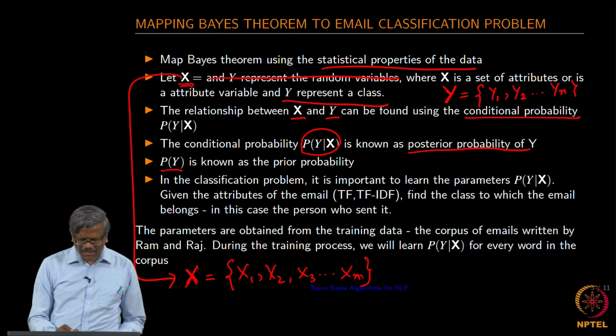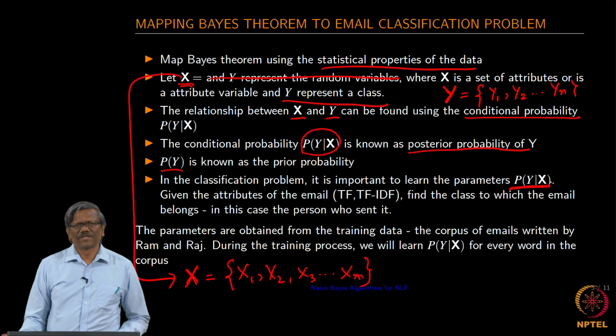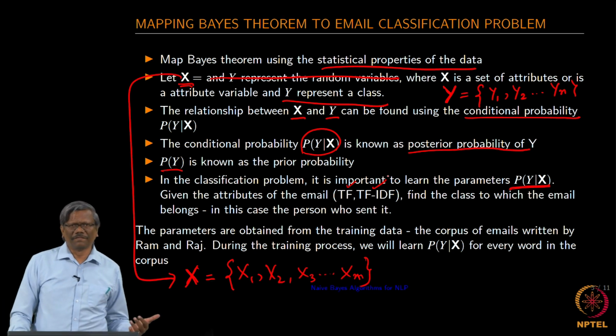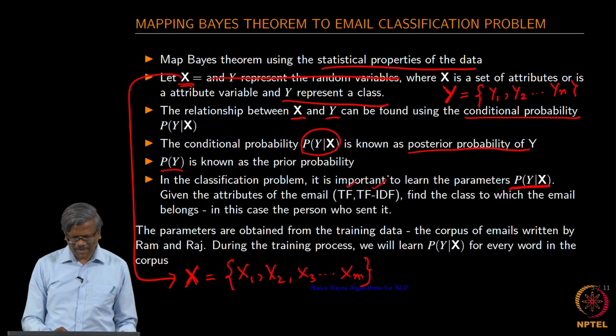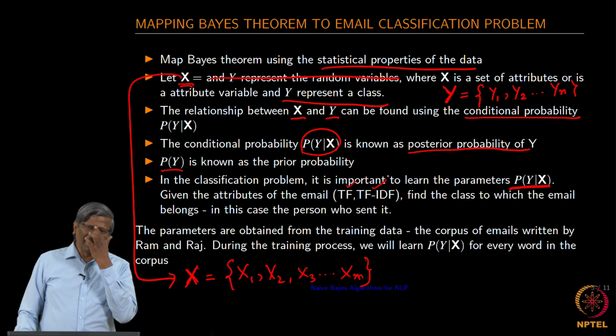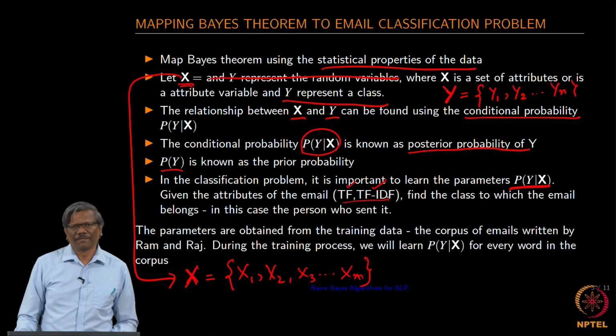So, in the classification problem, it is important to learn the parameters of this conditional probability. Given the attributes of the email, you can either use the term frequency, TF-IDF or any combination of weighted TF-IDF or just TF alone and so on, right. It could be just the term, or you can use n-gram also to find out the parameters or the attributes of the email.